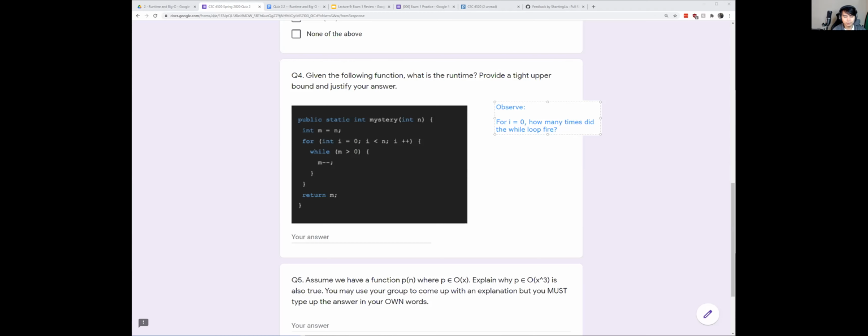Okay, we got some ins, we got some question marks, we got some zeros. If i is equal to 0, then what will happen first is m is equal to n. We'll have for i is equal to 0, i is less than n, i plus plus. So we know that the outer for loop is going to run n times. And the first iteration of the outer for loop will cause the inner loop to run n times.